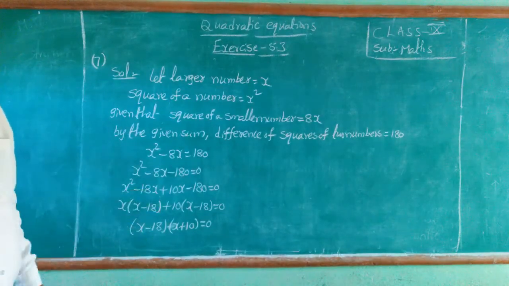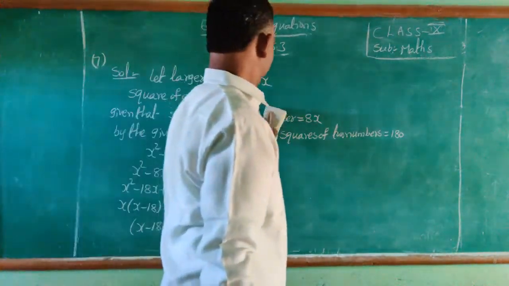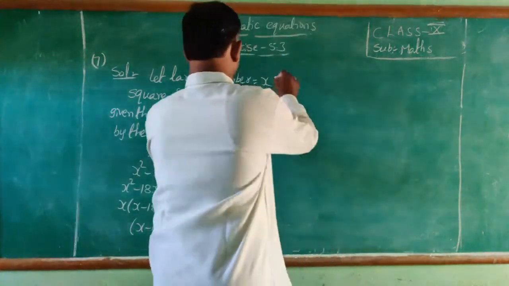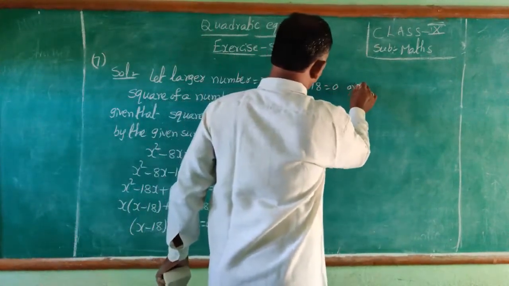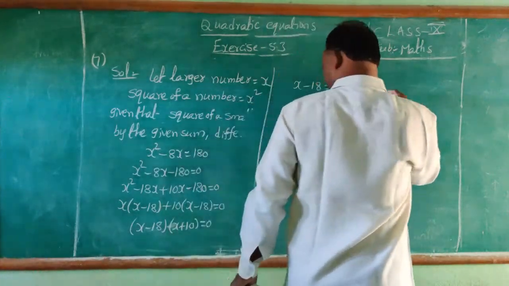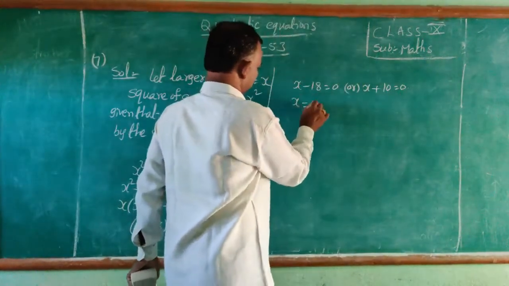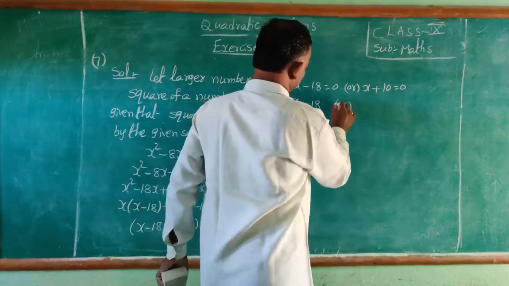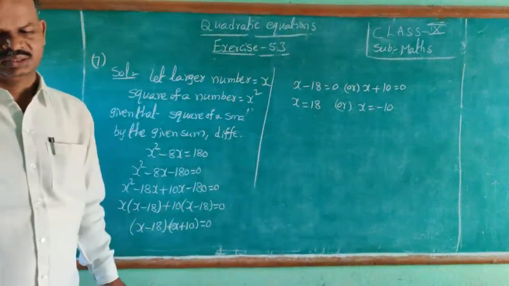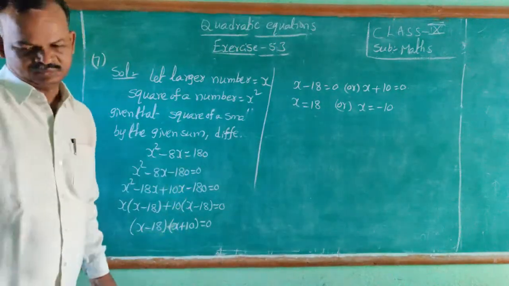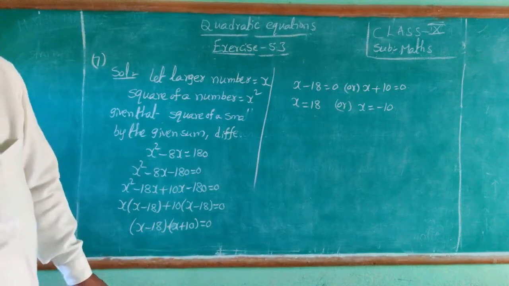Now equating each term to 0. X minus 18 is equal to 0 or x plus 10 is equal to 0. X is equal to 18 or x is equal to minus 10. Find the two numbers.